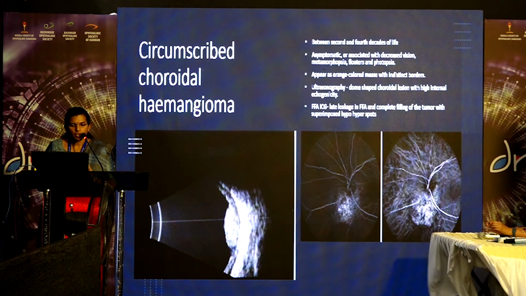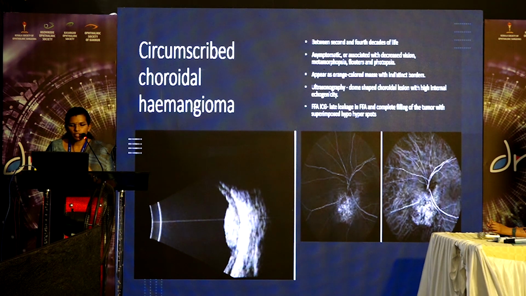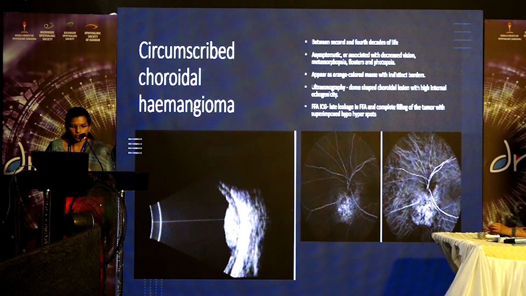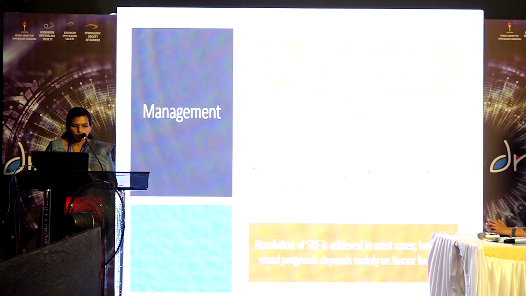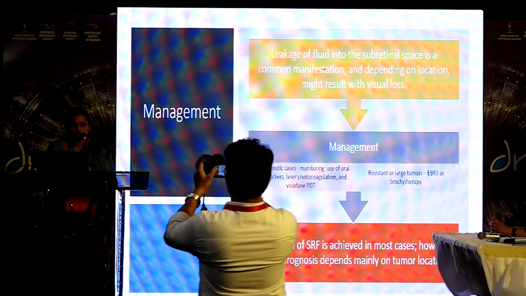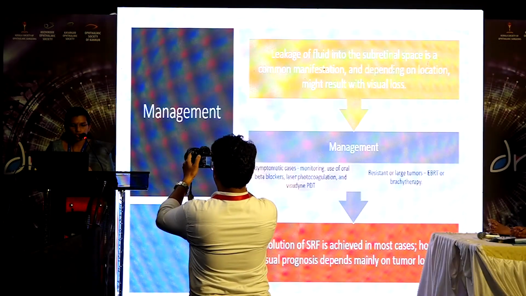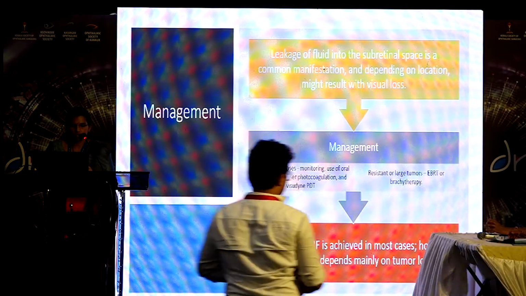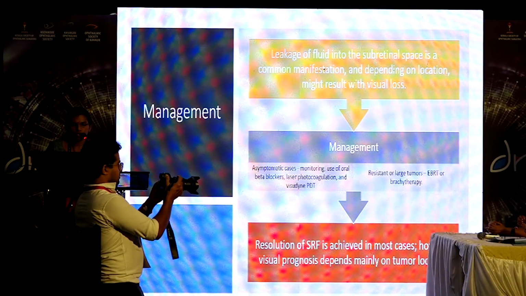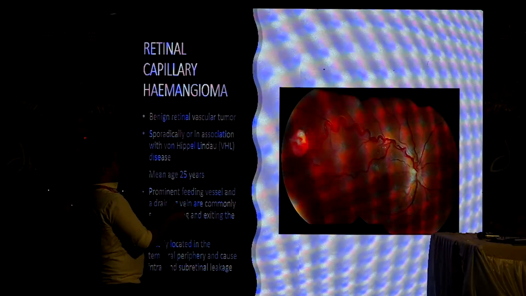and in FFA-ICG we can see late leakage in FFA and a complete filling of the tumor with superimposed hypo or hyper spots in ICG. Management of these hemangiomas in asymptomatic cases is monitoring or use of oral beta blockers or laser photocoagulation, and Visudyne PDT can be used. In case of resistant tumors or large lesions, EBRT or brachytherapy is the treatment option.